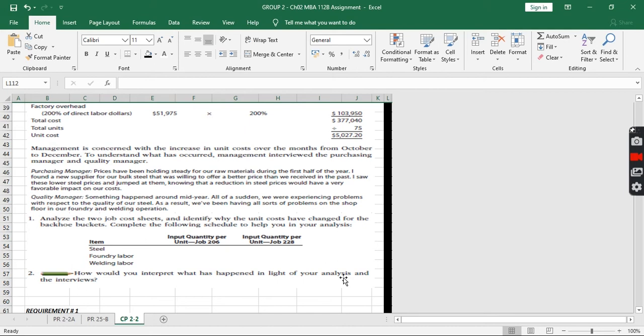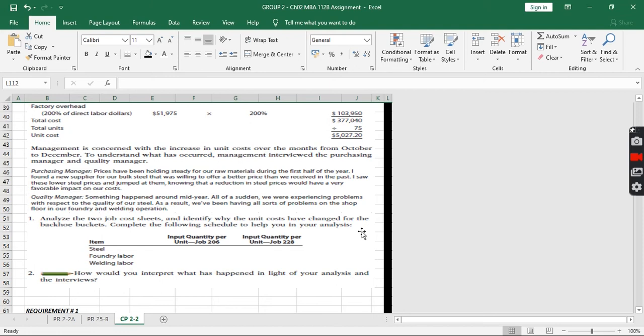For the quality manager, something happened around mid-year. All of a sudden, we were experiencing problems with respect to the quality of our steel. As a result, we've been having all sorts of problems on the shop floor in our foundry and welding operations. So with this, we actually now have a clue that the problem might be because of the new substitute steel that was purchased by our purchasing manager.